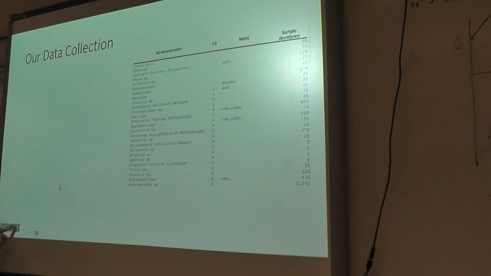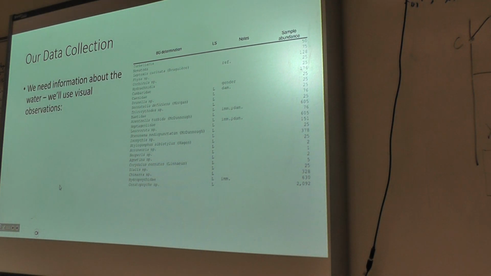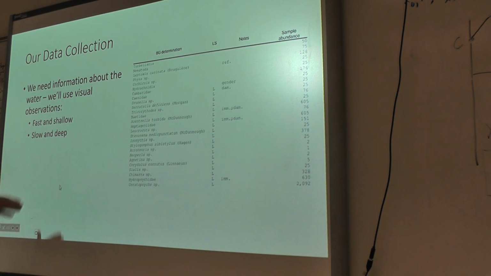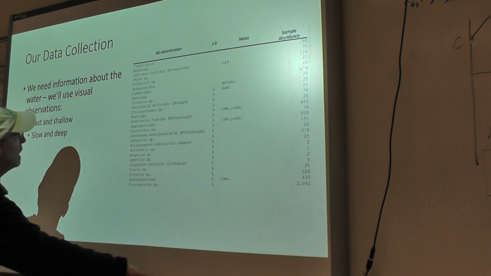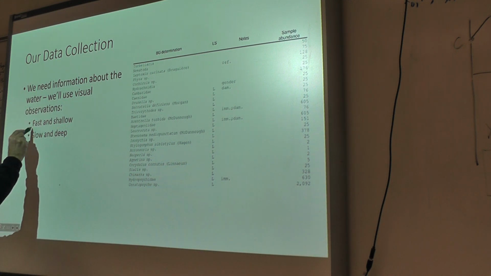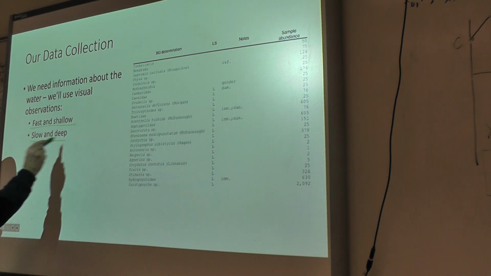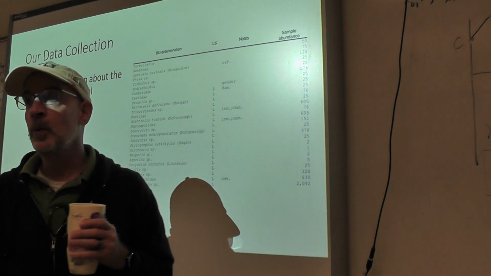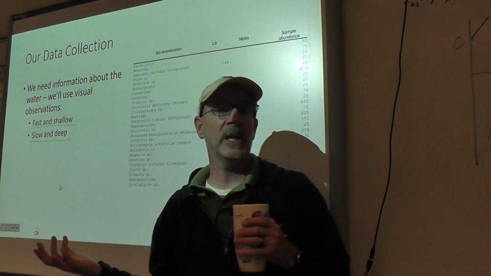When it comes to the data collection, we're gonna just use visual observations. This is something you're gonna do today. You're actually gonna collect data today because you're gonna determine where to place your brick, and that's gonna determine one part of our data collection. So we're gonna have two categories for water, fast and shallow, slow and deep. And you'll know today which category your brick is placed in.